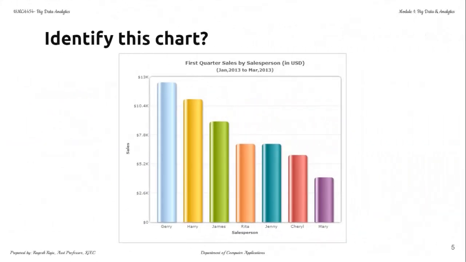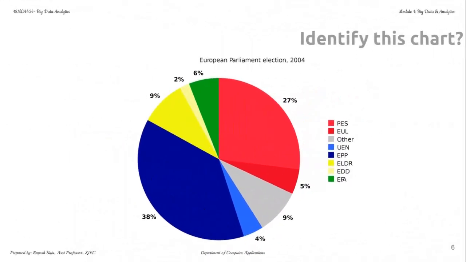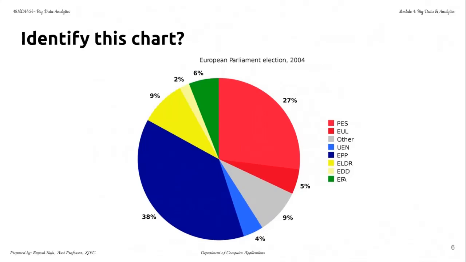The next one. As I mentioned, you don't have to interpret this data or tell that the value is higher there, value is lower there. You just have to identify which type of chart it is. The next one. This you will be able to predict it properly.